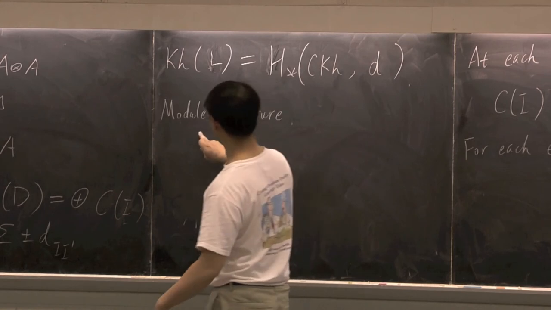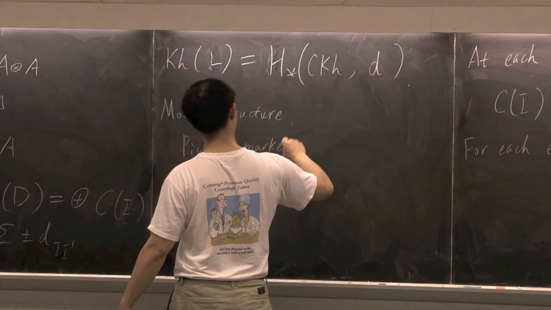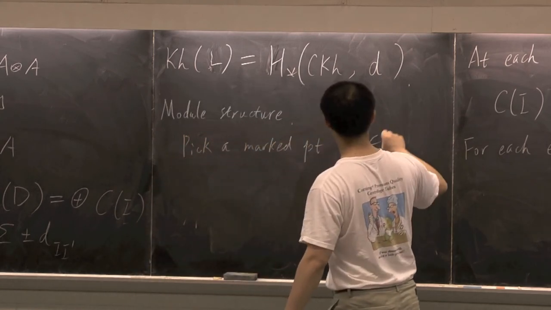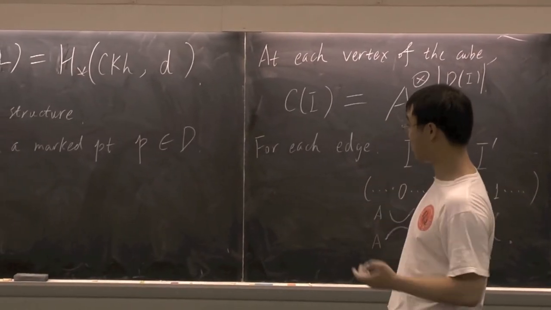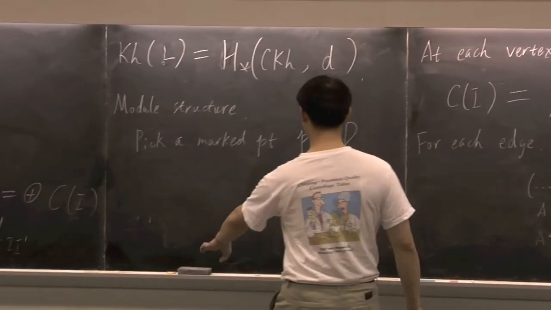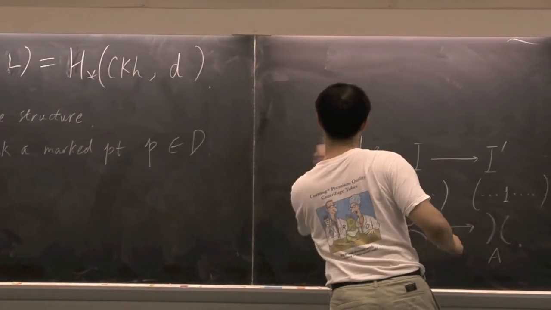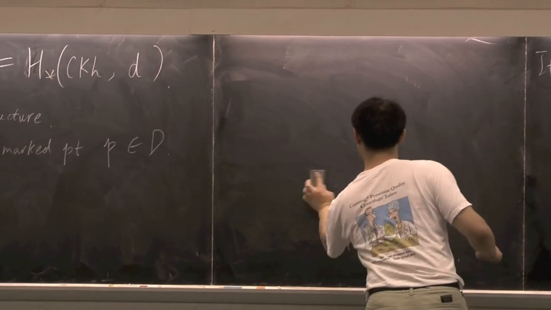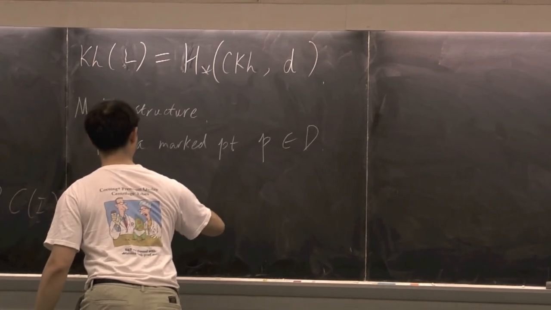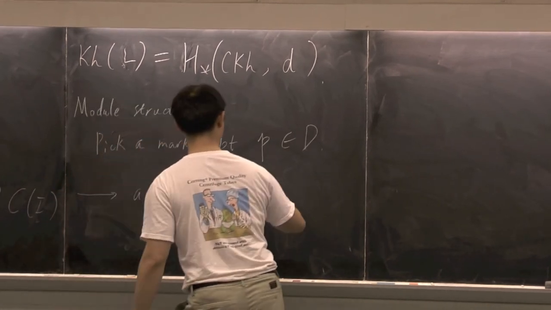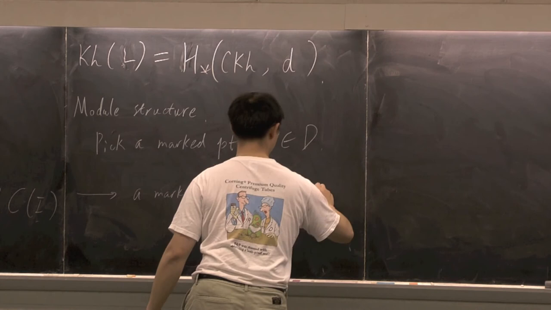So the point is, if we pick a marked point p in the diagram, different from the crossings, then this gives you a marked point p_i in each resolution.